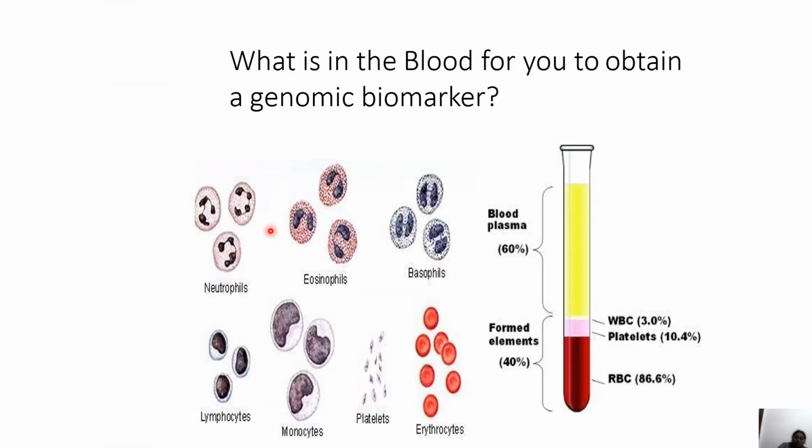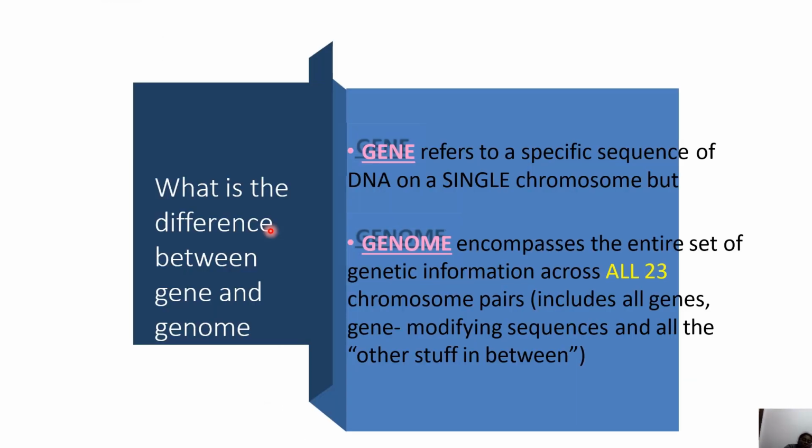So, what is in blood for you to obtain a genomic marker? That is the question. I've already talked about what is a gene. Now, what is genome? Genome encompasses the entire set of genetic information across all 23 chromosome pairs, right? It includes all genes, gene modifying sequences, and all the other stuff in between.